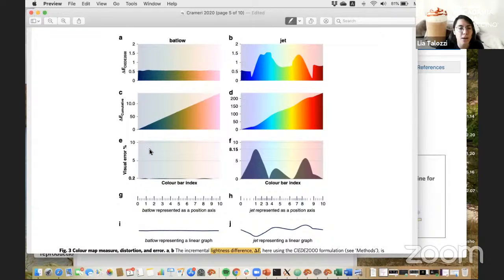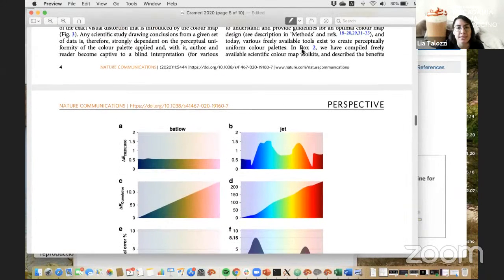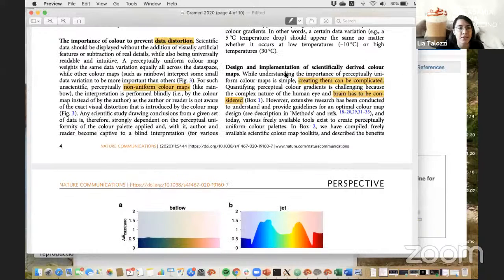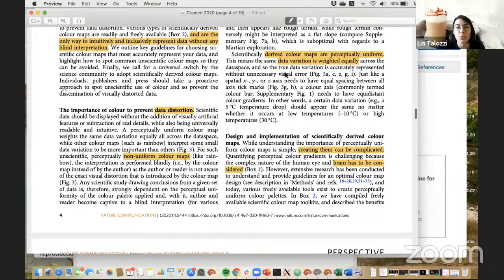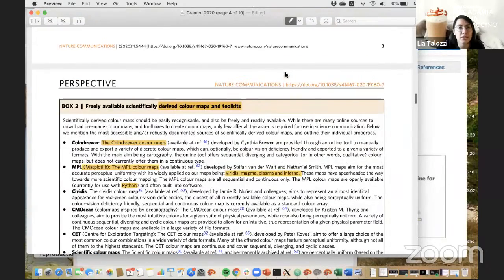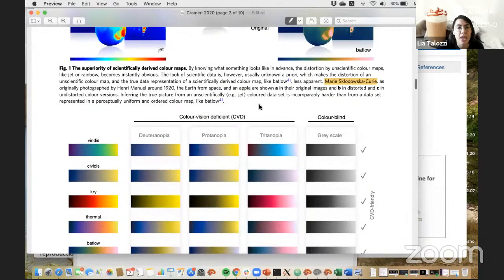and these properties of the color maps can cause some visual errors. And you can see that here, if the color map is uniform, you don't have these errors. Otherwise, in the rainbow representation, you have them. Also, the authors say that science should reach as many people as possible, and that includes people with color vision deficits.